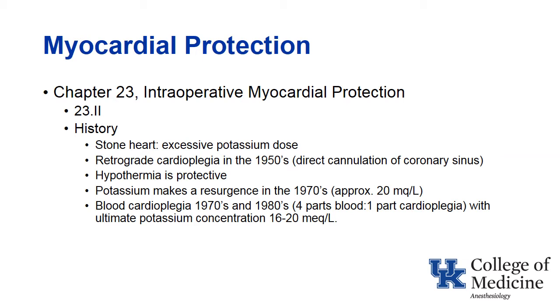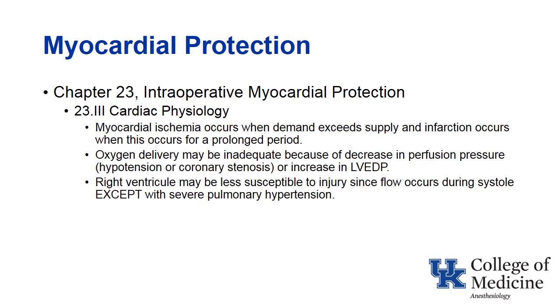In the history of myocardial protection, potassium made a resurgence in the 1970s with a lower concentration than had been previously used. And according to Hensley, blood cardioplegia became popular in the 1970s and 1980s with a ratio of 4 parts of blood to 1 part cardioplegia, with an ultimate potassium concentration in the region of 16 to 20 milliequivalents per liter.